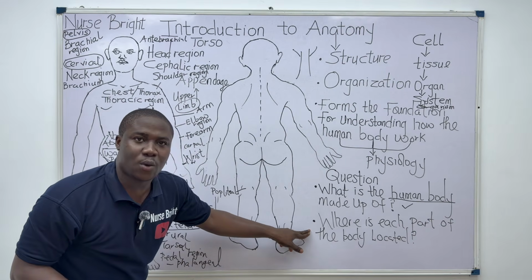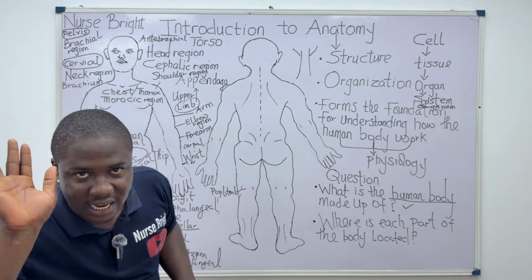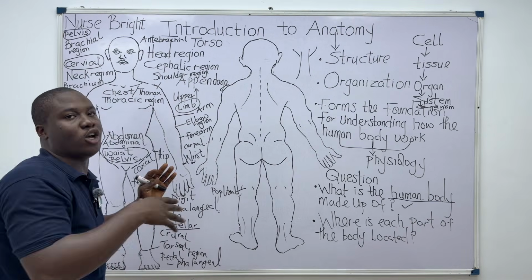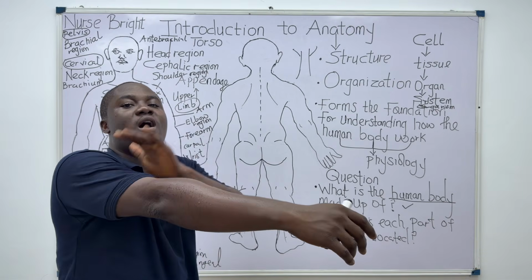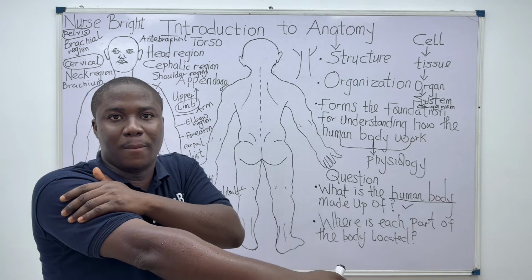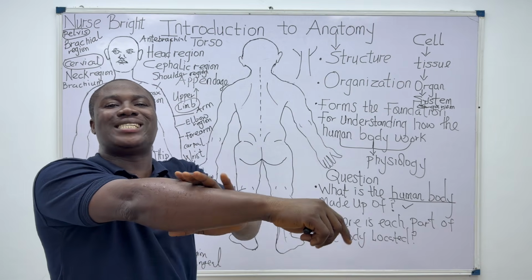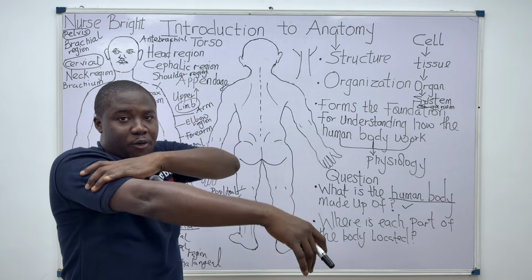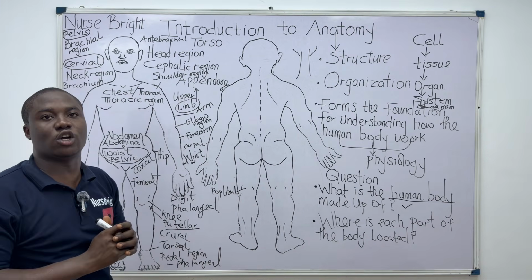So the next question we ask ourselves: where is each part of the body located? We are basically giving you the names of all of these regions of the body. So right now you can actually differentiate your arm from your forearm. This one is called the brachial region or the brachium, and this is called the antebrachial region or antebrachium, which simply means in front of or before the brachium of the arm. Are you there? So we've been able to understand all the different regions of the body.